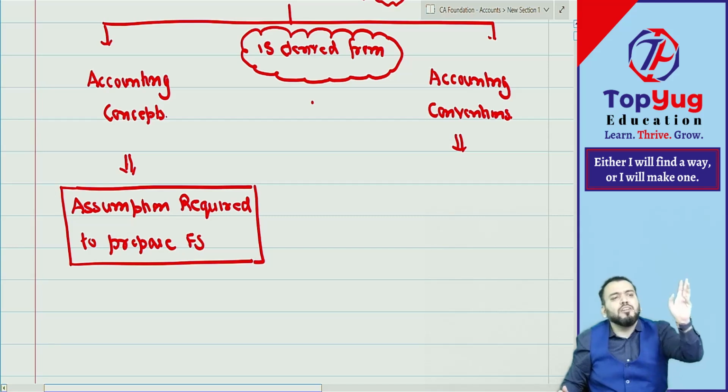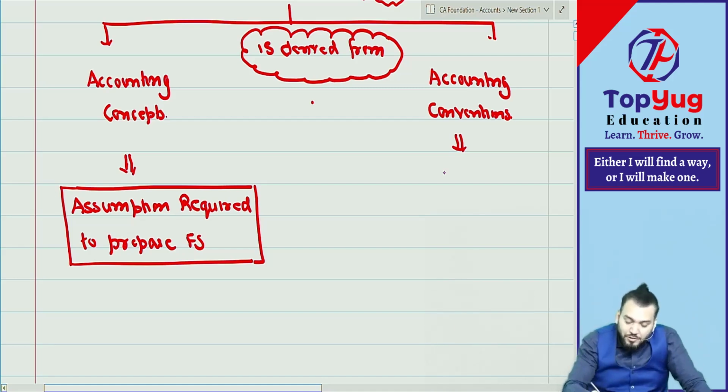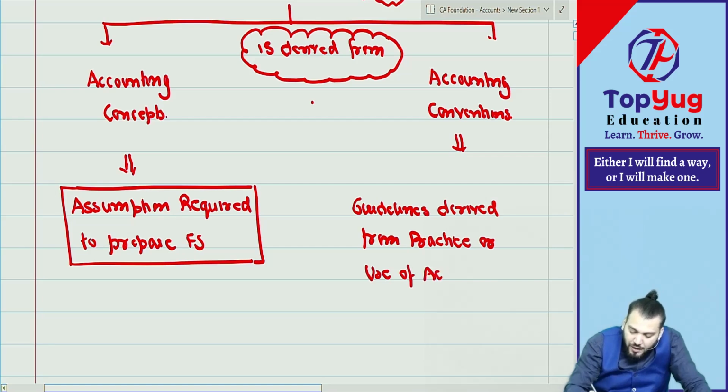Similarly, we are practicing accounting from our traditional days. It is not modern accounting, it is from old days. Through those days, some rules and guidelines have been created from the practice of accounting, and that becomes convention. So conventions means, write down: guidelines derived from practice or use of accounting.